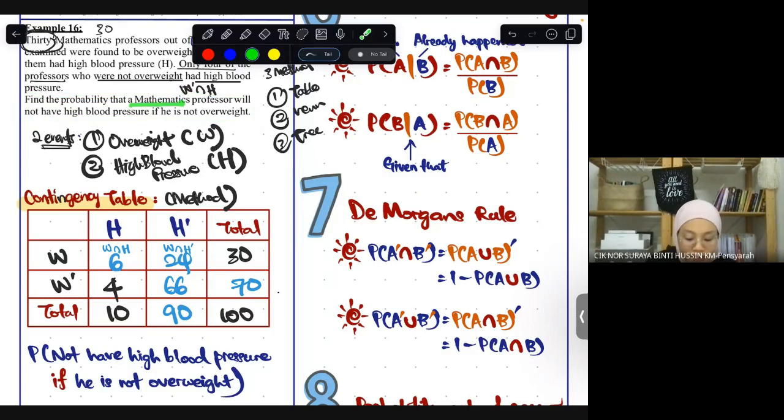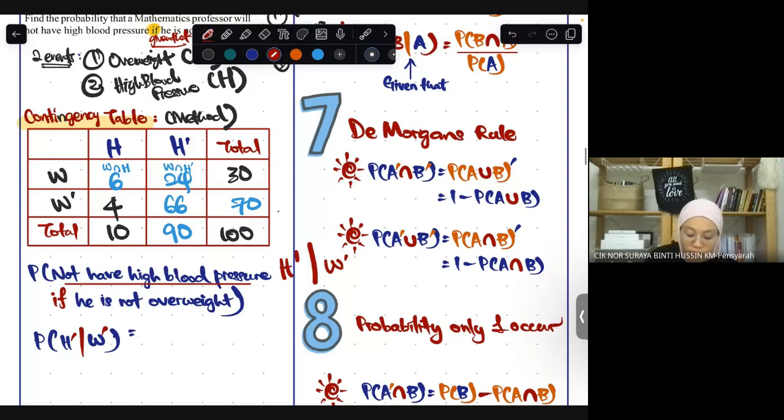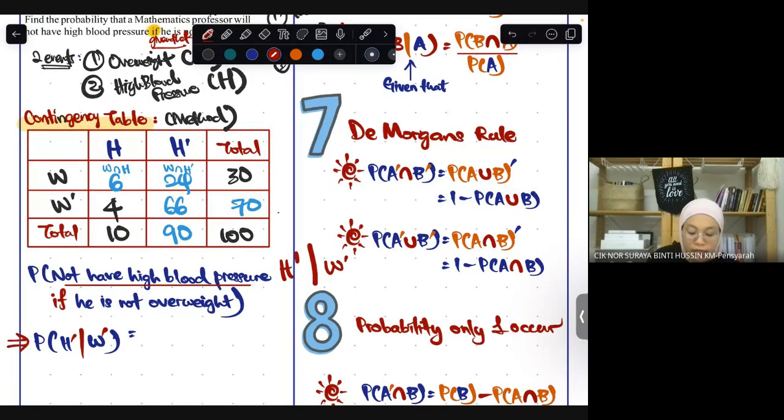Find the probability of a mathematics professor will not have a high blood pressure if, inilah dia perkataan if. Kalau setiap kali you nampak perkataan if, it means that given that. Given that means terus automatically dalam otak kita tahu dia minta conditional probability. Dia kata find the probability that the professor not having a high blood pressure iaitu H prime lah kan. Given that he is not overweight. So W prime lah. He is not overweight. So inilah probability yang you perlu cari.